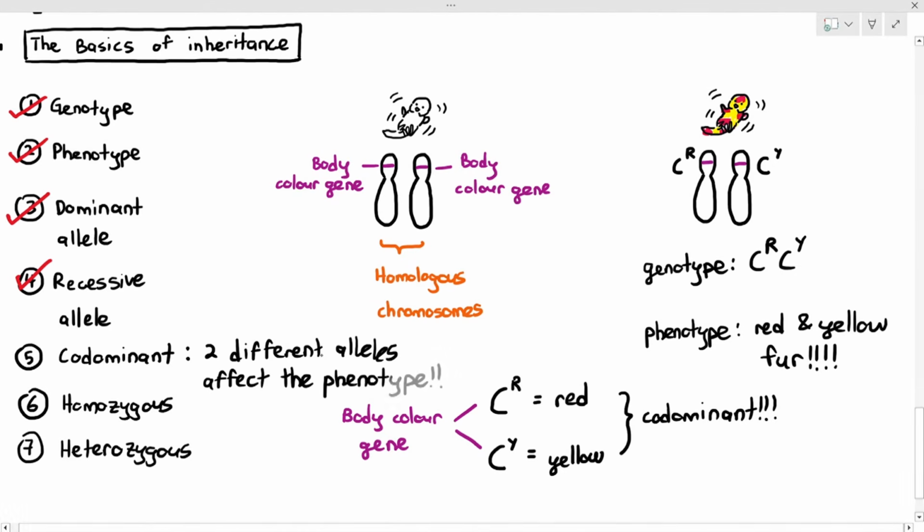In the case of dominant and recessive, when you have two different alleles, only the dominant one affects the phenotype over the recessive, right? But in the case of codominance, the two different alleles are both equally expressed in the phenotype. So you have to pay attention to how the questions are going to be asked in the exam.